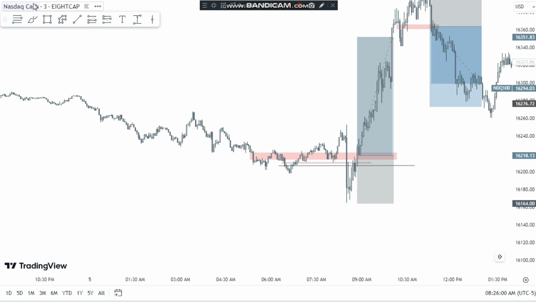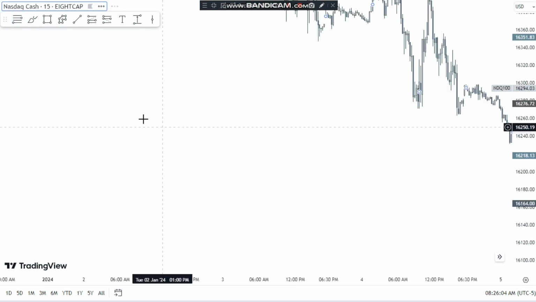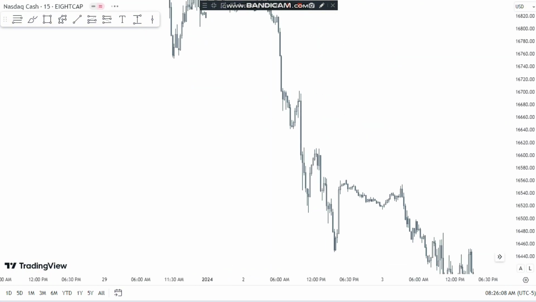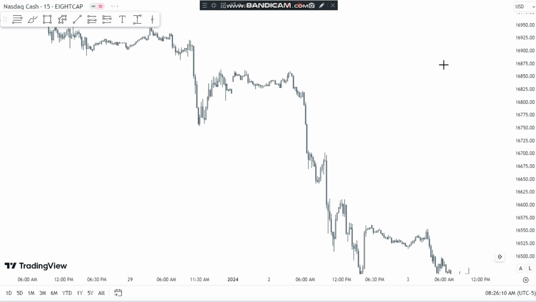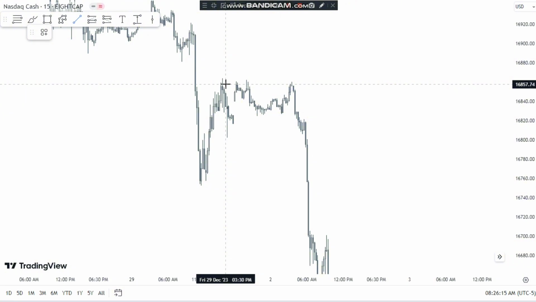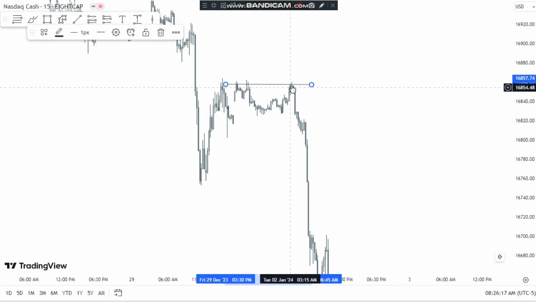So you can find such trades everywhere in this chart. Okay, this is just example of the Nasdaq. I will show you some more examples here. Okay, so here you can see that this is the swing high. Okay, what happened? The price went above it, then it closed below it, and it came down.